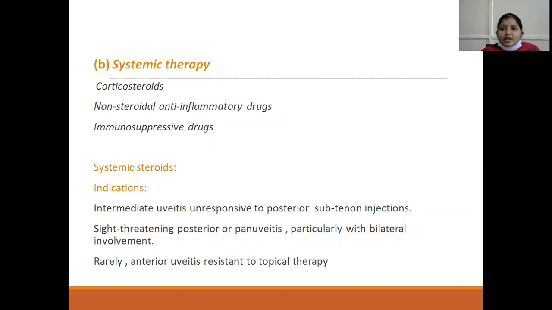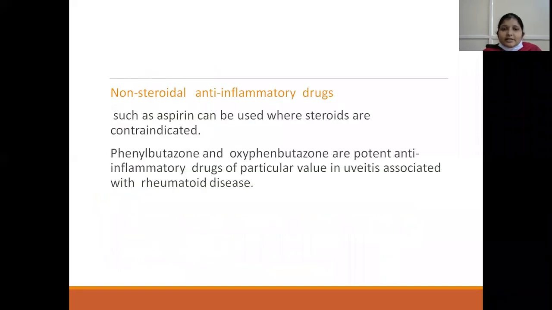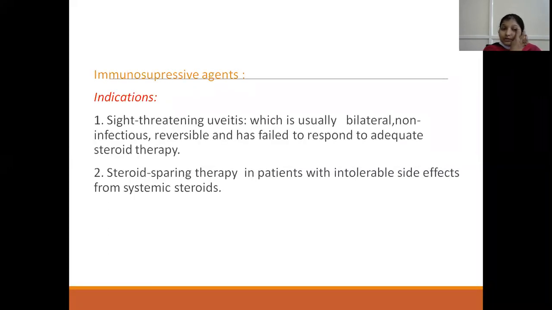Daily therapy is used for acute cases of uveitis, whereas alternate day therapy is used in cases where the eye is relatively quiet and the inflammation is lesser. Next is NSAIDs. Drugs such as aspirin should be used where steroids are contraindicated. Phenylbutazone and oxyphenbutazone are also potent anti-inflammatory drugs which are useful in treating rheumatoid arthritis associated uveitis.